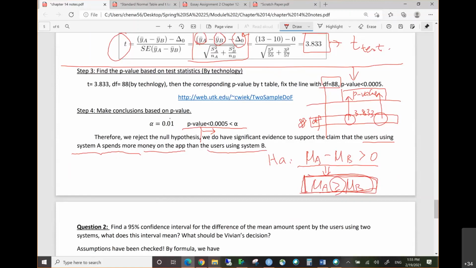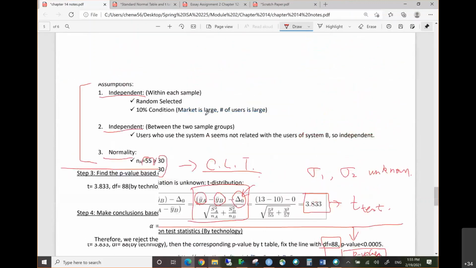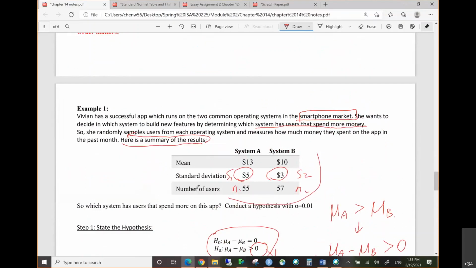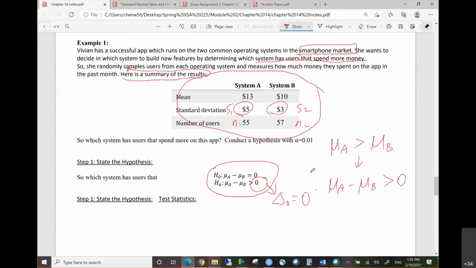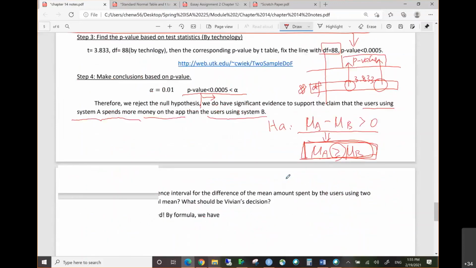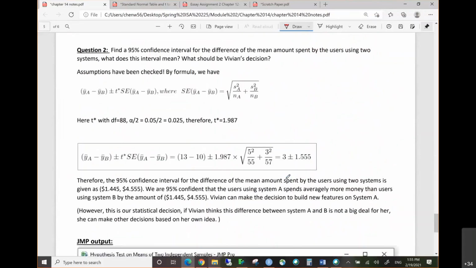Right. Okay. And then with the same background, with the same samples here, right? We do not want to test about anything. I just want to know what will be the difference between these two systems. Right, that means I want to find a 95% confidence interval for the difference between these two systems. That means I want to find the confidence interval for mu of A minus mu of B.